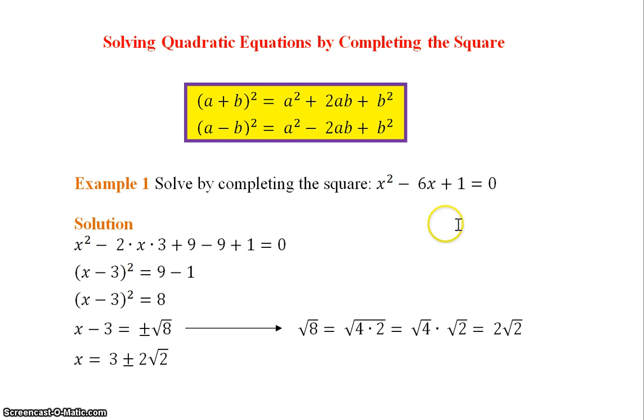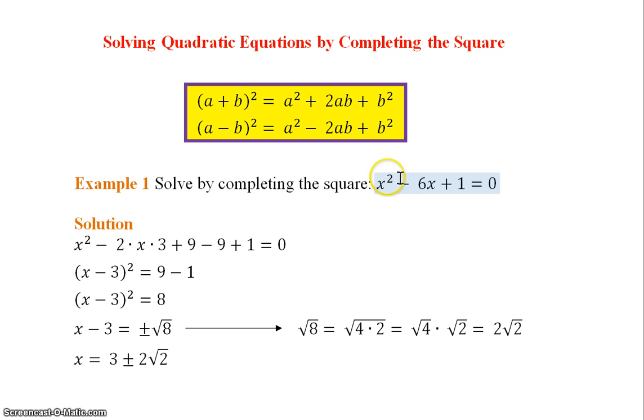Example 1. Solve by completing the square. x² − 6x + 1 = 0. In the left side of this equation we complete the square. We apply the formula square of difference.